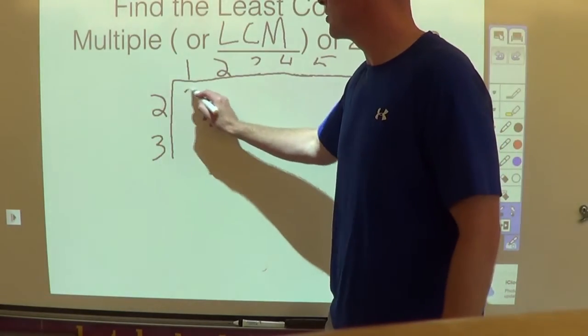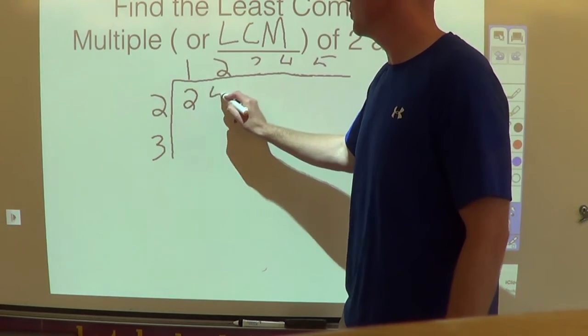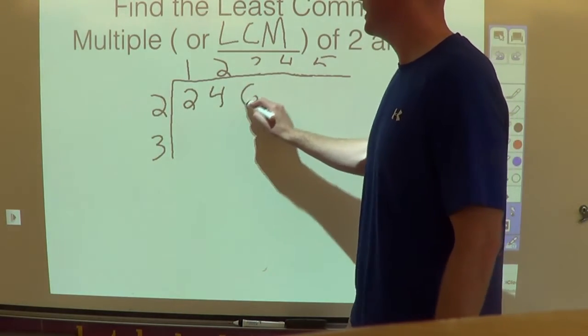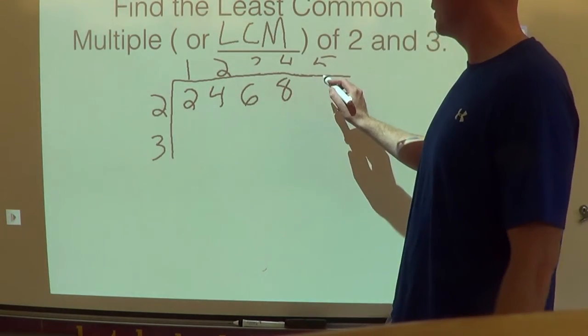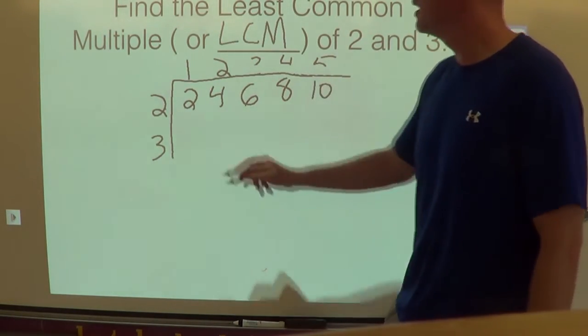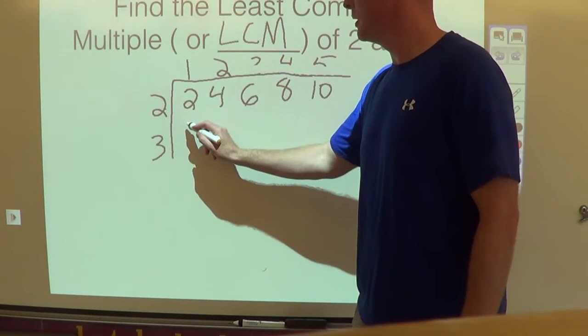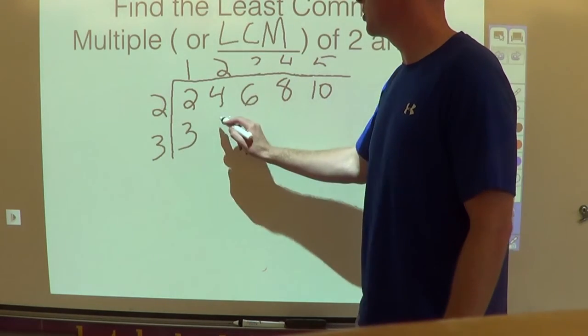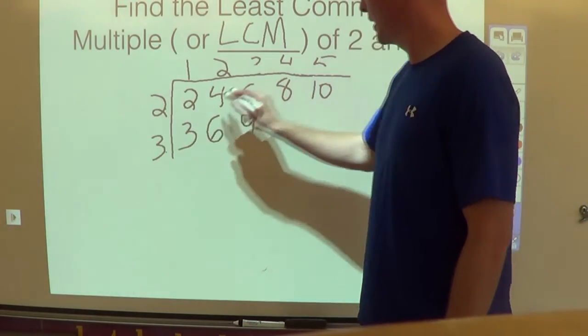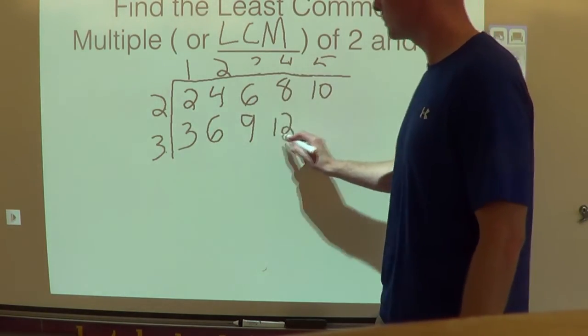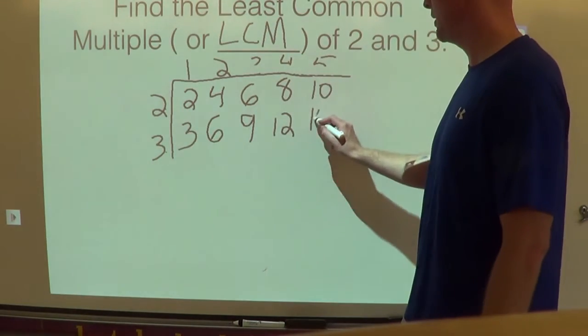So 2 times 1 is 2. 2 times 2 is 4. 2 times 3 is 6. 2 times 4 is 8. 2 times 5 is 10. 3 times 1 is 3. 3 times 2 is 6. 3 times 3 is 9. 3 times 4 is 12. 3 times 5 is 15.